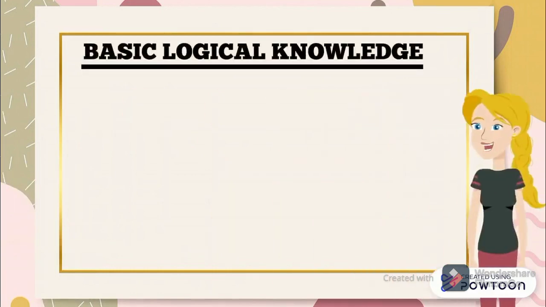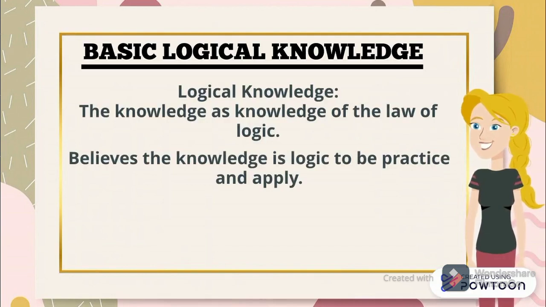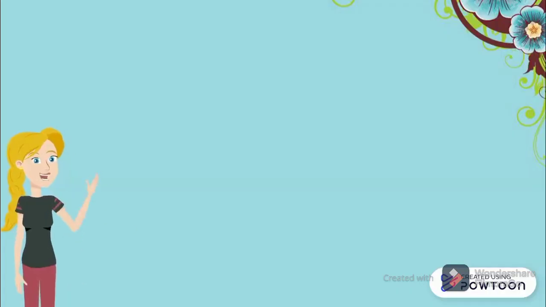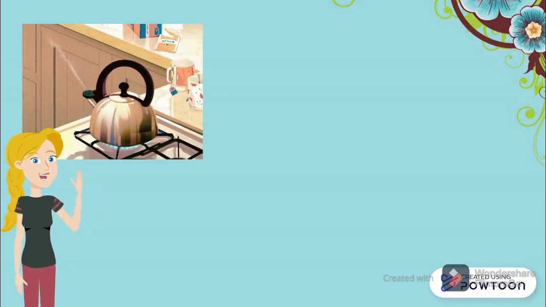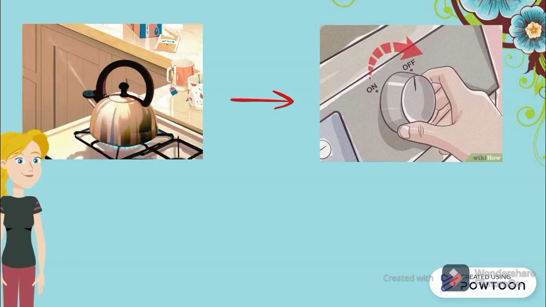Common sense can be our basic logical knowledge. Logical knowledge refers to knowledge of the laws of logic, meaning that we believe the knowledge is logical, to be practiced and applied, and used in making practical decisions. For example, when you remove the cookie from the stove, it's common sense to then turn off the burner. This is basic logical knowledge we have, in which it is logical for us to turn off the burner after using it.